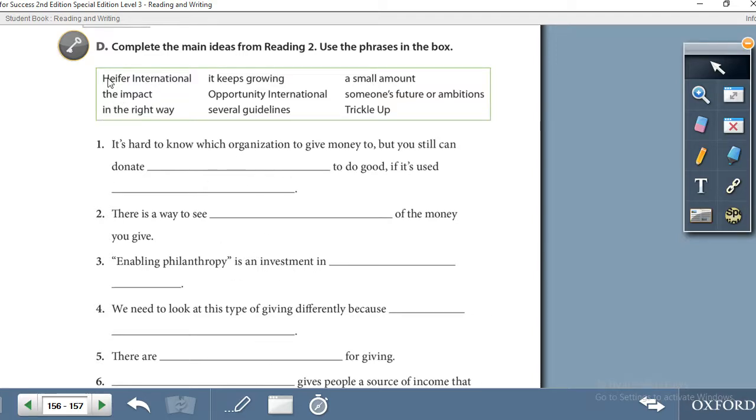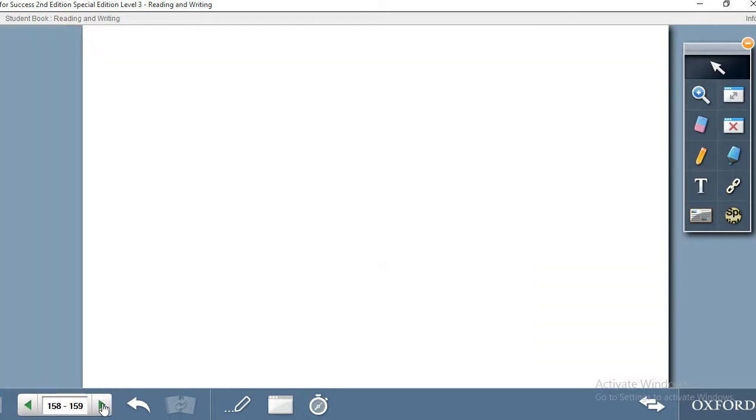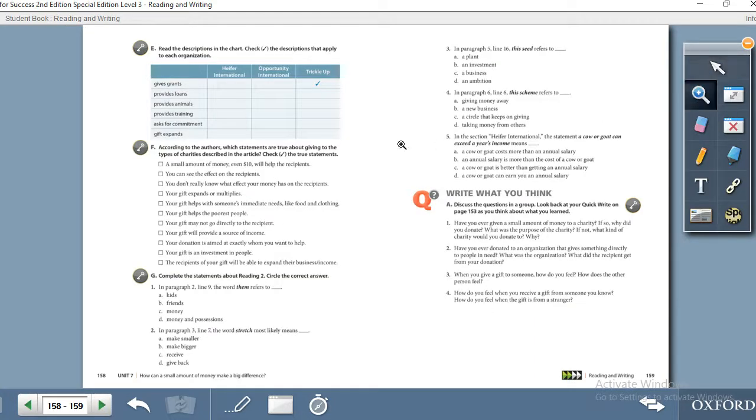So the phrases they have given you are Haifa International, it keeps growing, a small amount, the impact, Opportunity International, someone's future or ambitions, in the right way, several guidelines, trickle up. So these are the phrases, and you will use these phrases to complete the blanks in exercise D. Let us now turn over to the next page, page 159.